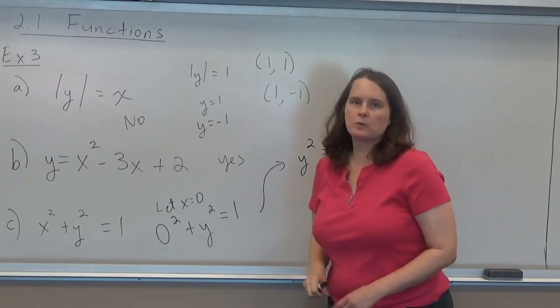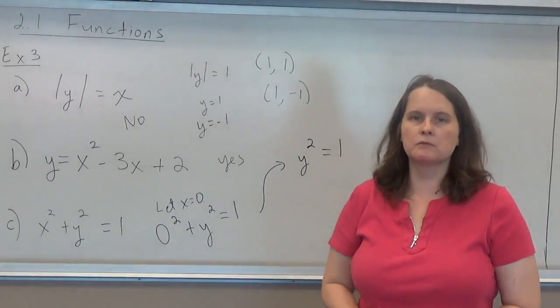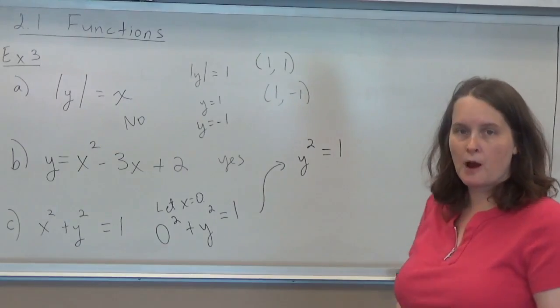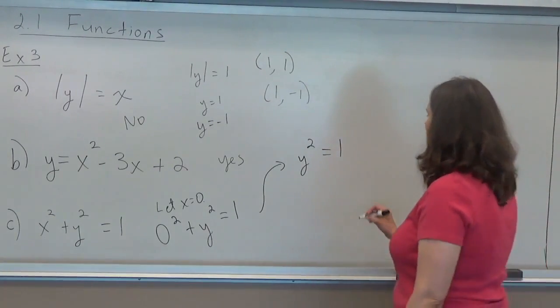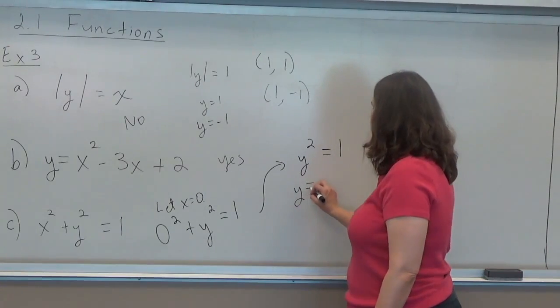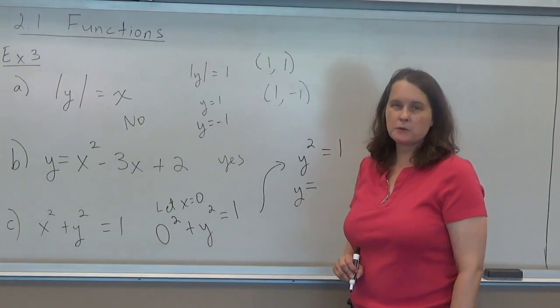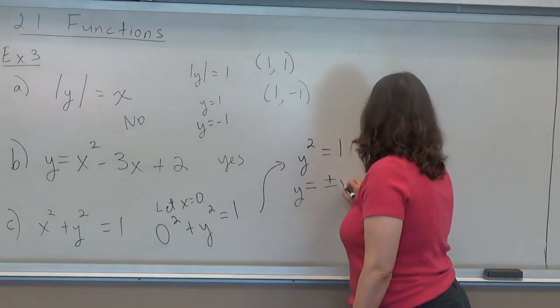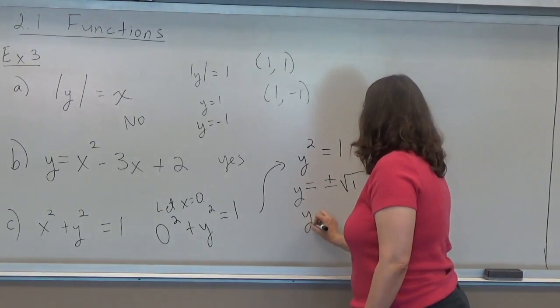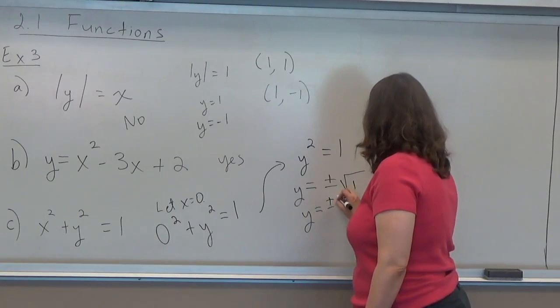But we know from working with quadratic equations that this would be a really good time to use the square root property. I can take the square root of both sides of this equation, and I would get y equals, and remember from the square root property, we're supposed to do plus or minus the square root of our constant. So plus or minus the square root of 1. So we're getting y equals plus or minus 1.